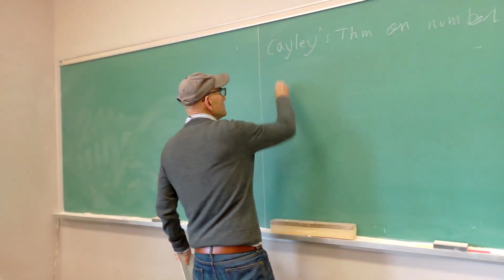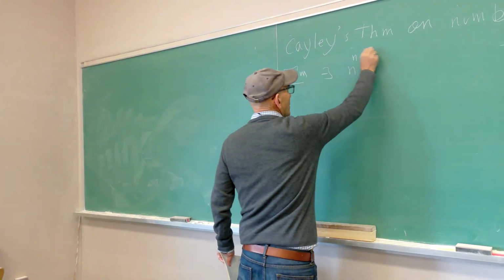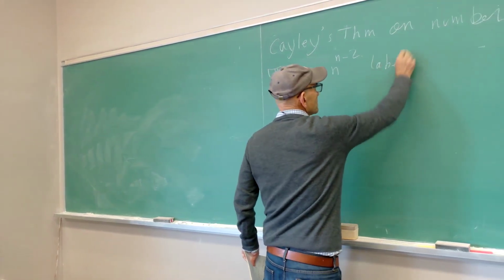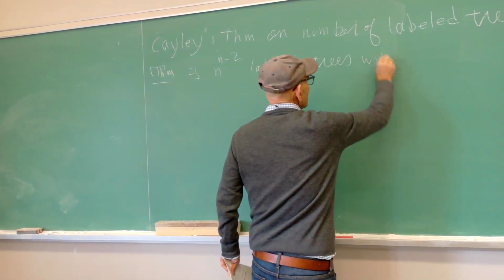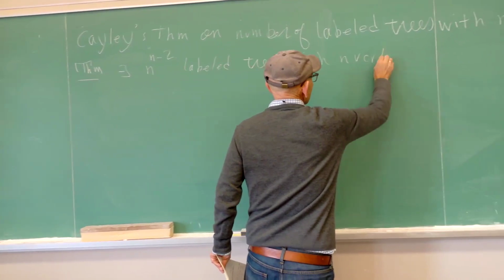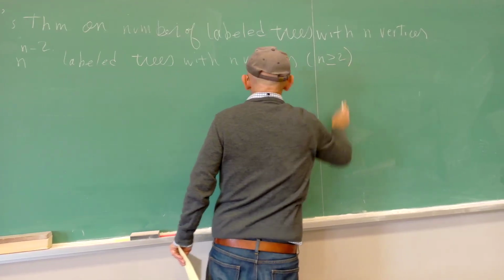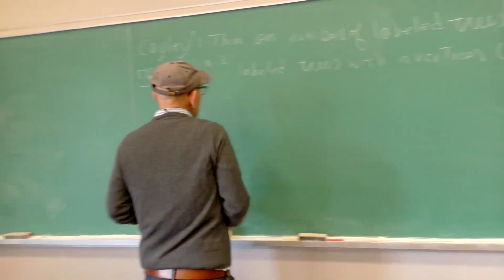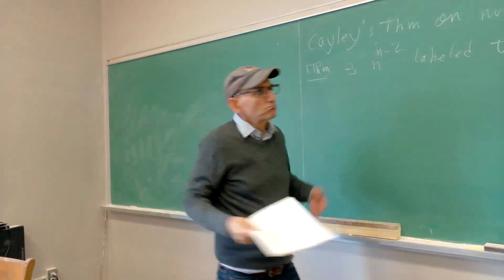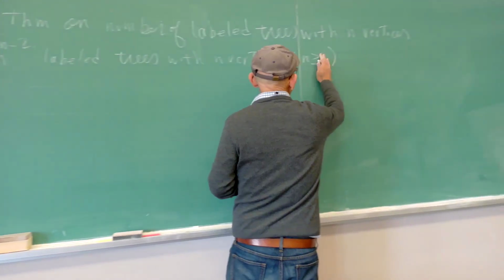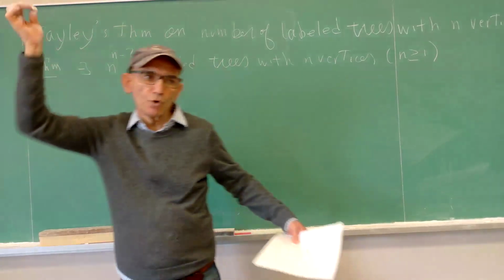So the theorem is that there are n to the power n minus 2 labeled trees with n vertices. I mean, n here is bigger than or equal to 2. Actually, it can be 1 as well, doesn't matter. The formula is still correct, because 1 to the power 1 minus 2 is 1, which is 1 point.